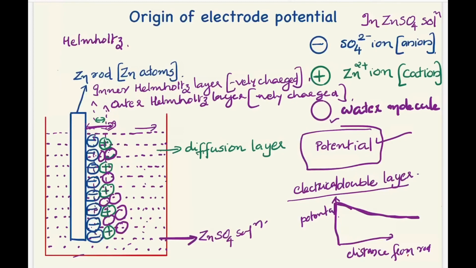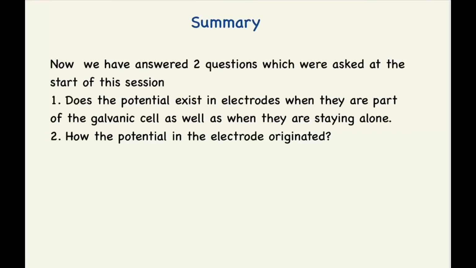Now we studied why potential is formed on the electrode. Summary of this session: we have answered two questions which were asked at the start of this session. We answered this question: does the potential exist in electrodes when they are part of the galvanic cell as well as when they are staying alone? We answered the question of how the potential in the electrode originated. So both the questions which were asked at the start of this session are answered now.